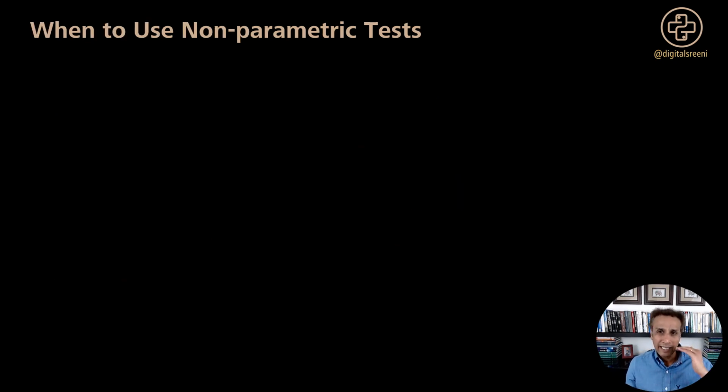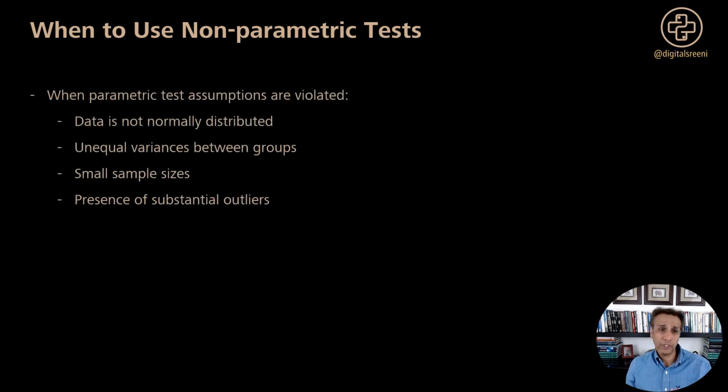Now let's actually gain knowledge progressively by jumping into it. Now, when do you want to use it? We just talked about when data is not normally distributed and when your variances are unequal between the groups, meaning the distributions are unequal between the groups, and when you have small sample sizes, and of course, if you have substantial outliers, that's when you consider non-parametric tests.